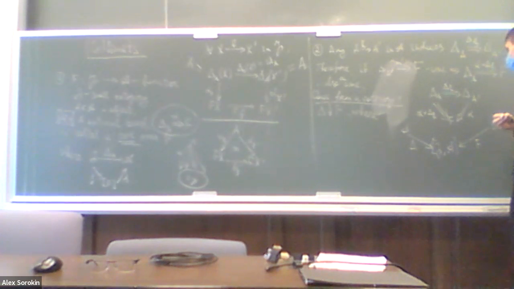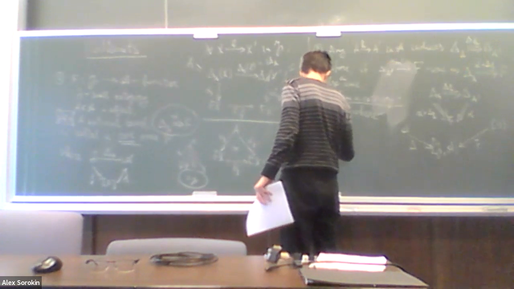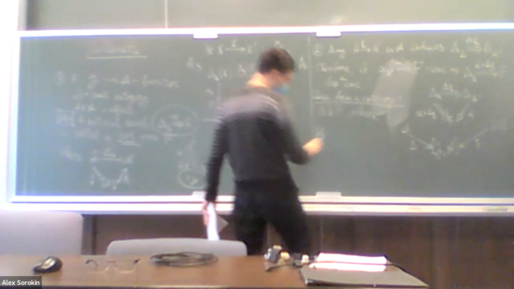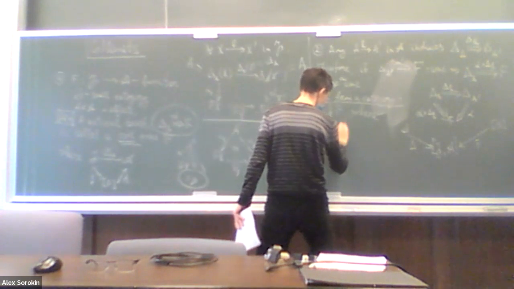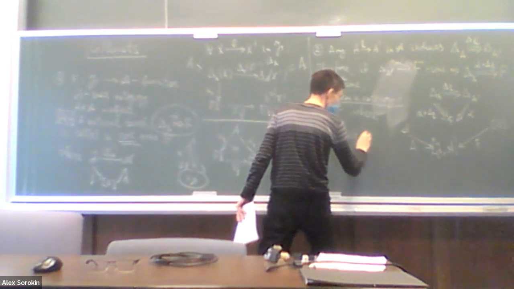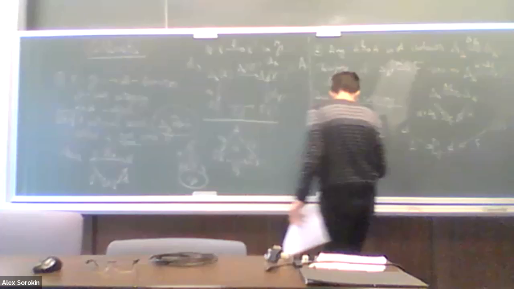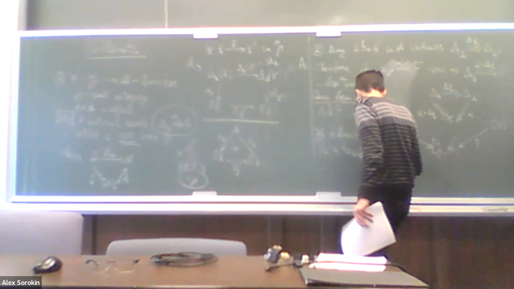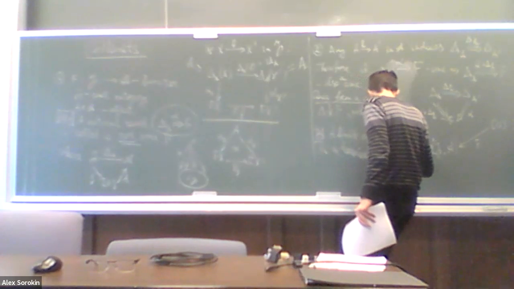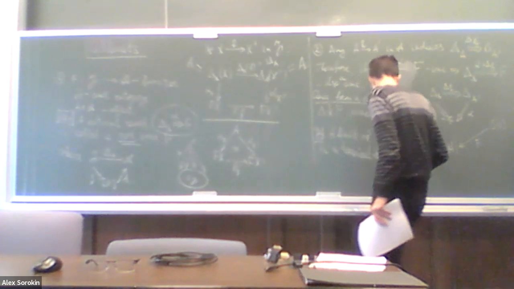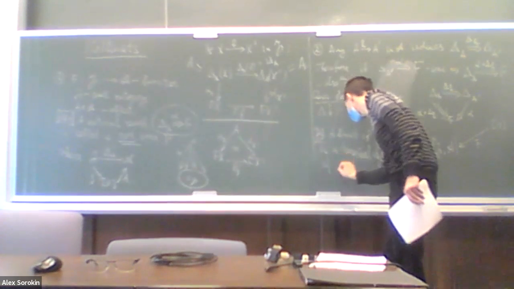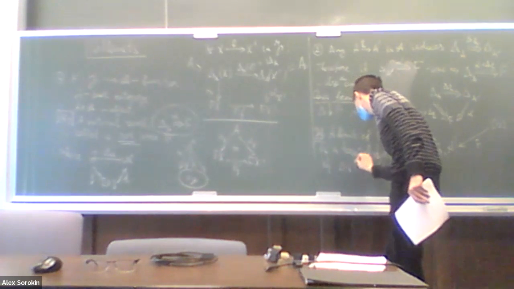Okay. Then I will give a definition. A limit of F is a terminal object of the comma category delta comma F.